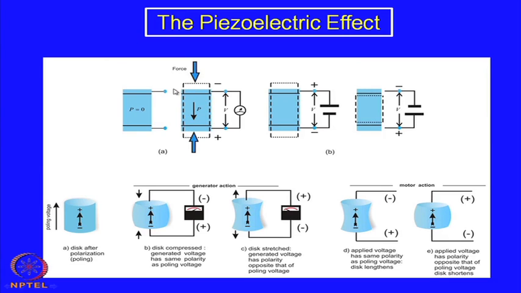In one case we are applying mechanical stress to polarize or generate voltage, in the other case we are applying voltage to generate a mechanical stress and strain as well. Now, in all piezoelectric materials you have a process called poling. We will come back to it, so let us go to the next slide.